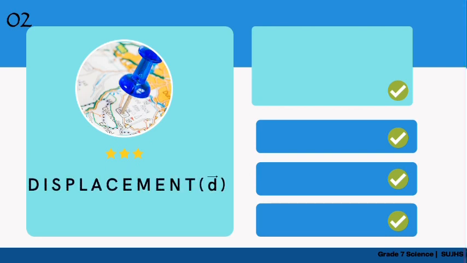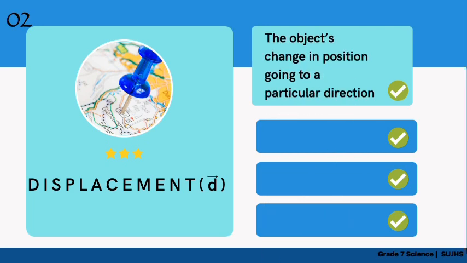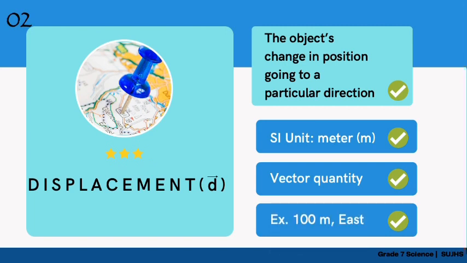The second descriptor of motion is what we call displacement. Its symbol is small letter d with an arrow on top of it. It is defined as the object's change in position going to a particular direction. Its SI unit of measure is meter, and it is classified as a vector quantity, meaning aside from the magnitude, it specifies the direction. And that is also the reason why there is an arrow on top of its symbol. An example is 100 meters east.